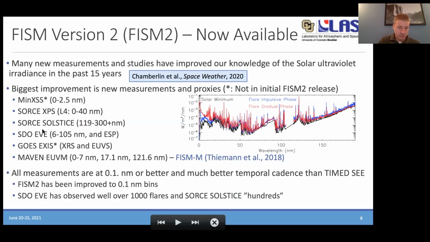These first 4 bullets are new measurements that cover a broad spectral range with sufficient spectral resolution of up to 1 angstrom and really good accuracy, as well as temporal cadence in order to quantify the variability due to solar flares and the space weather impact that those have.